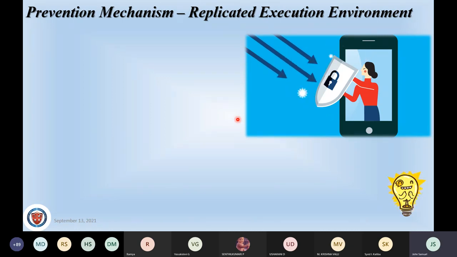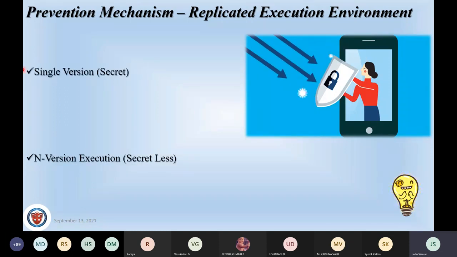For that, what I used is the replicated execution environment. Actually, there are two types. One is called single version and another is called N version execution. In the single version, which is a secret-based approach, they use a lot of encryption algorithms and hash algorithms, and likewise they maintain security against this code injection attack.